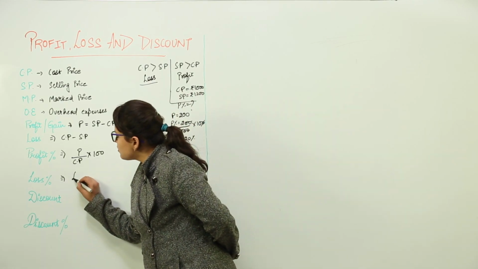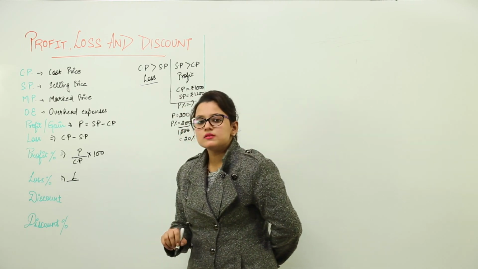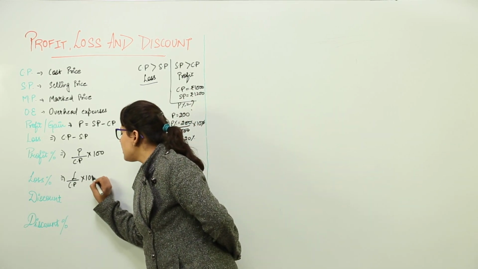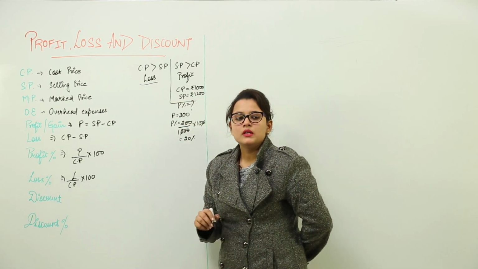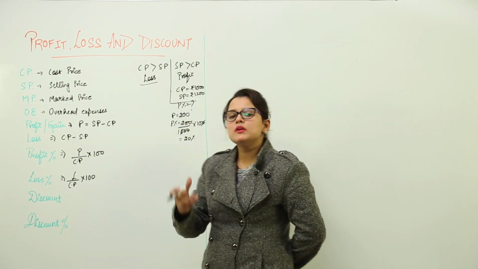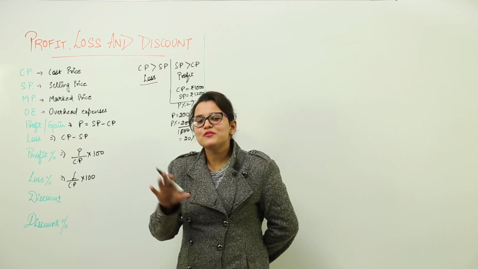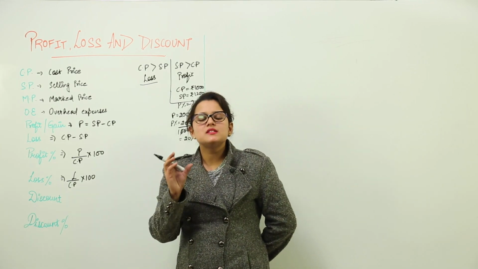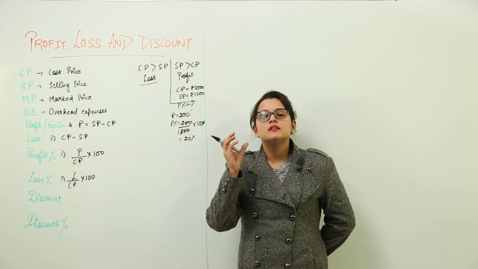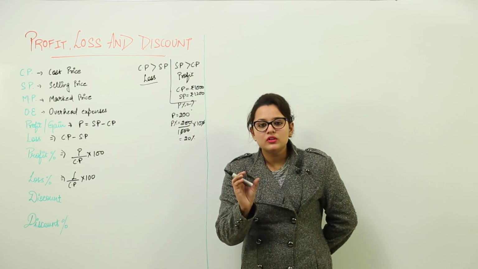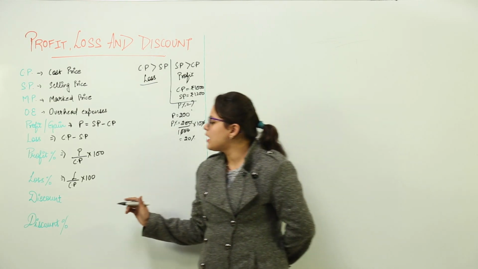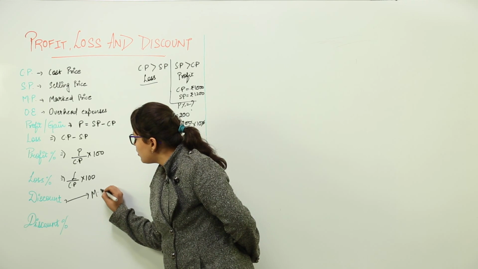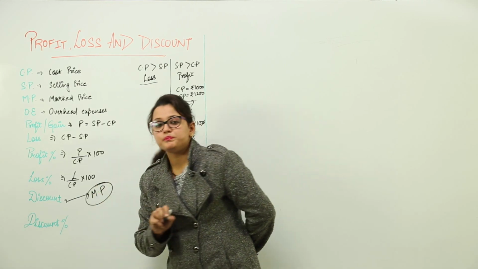Next is the question of loss percent. Now in loss percent also, we need to know the loss. We will divide that with the CP and multiply it with 100. Clear? Now there is another term, very familiar term to all of us, because all of us are somehow or the other looking for discounts, right? So what is this discount actually? This discount is always calculated on your marked price. Always remember this. This is always calculated on marked price only.